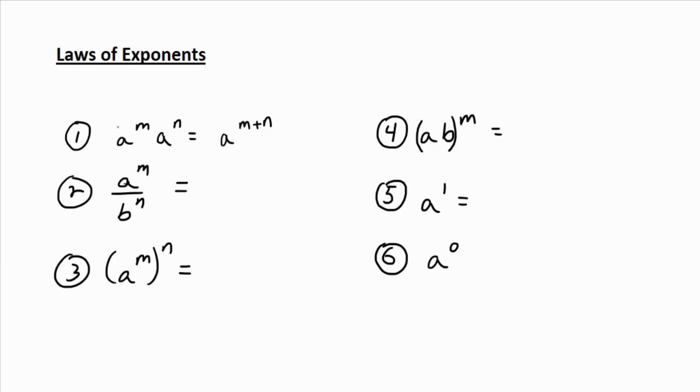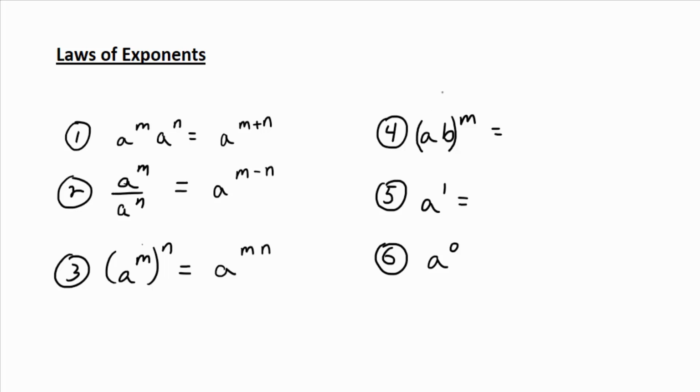Law number 2, like bases, you divide them. A to the m divided by a to the n, what does that equal? Same base, keep the base, and then a to the m minus n, right? Number 3, exponent on the inside, exponent on the outside, a to the m to the n. Keep the base, multiply the exponents, right?